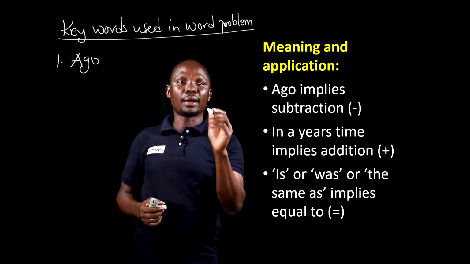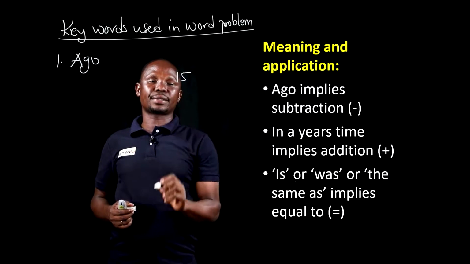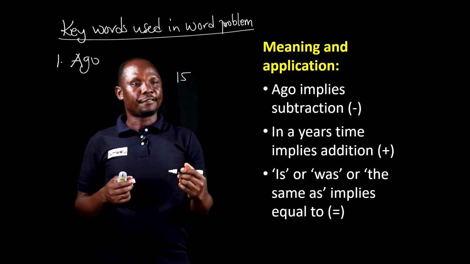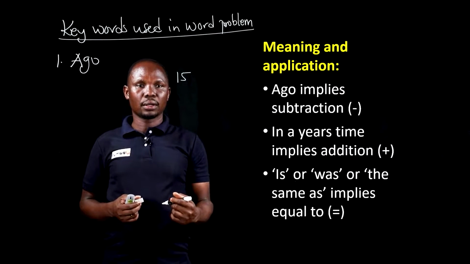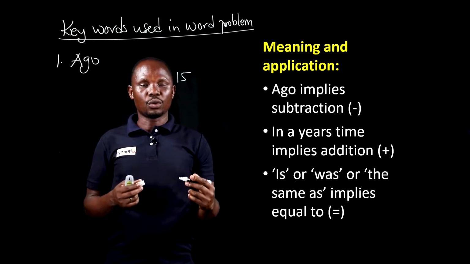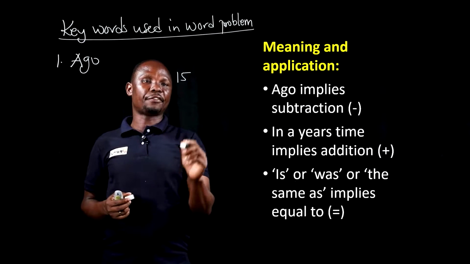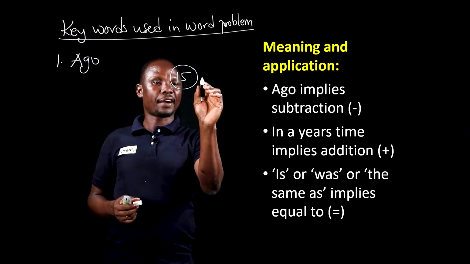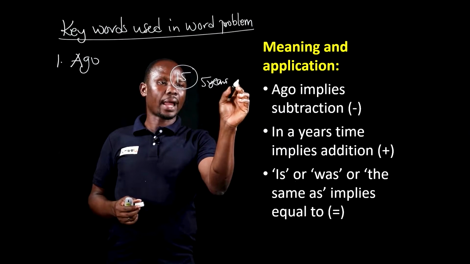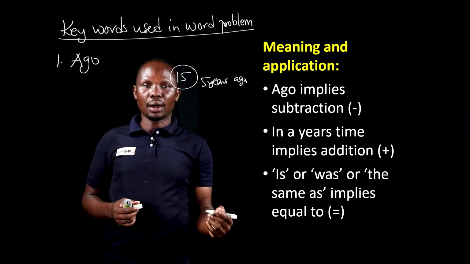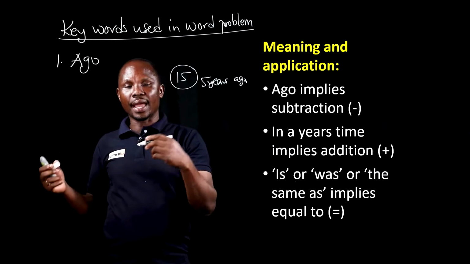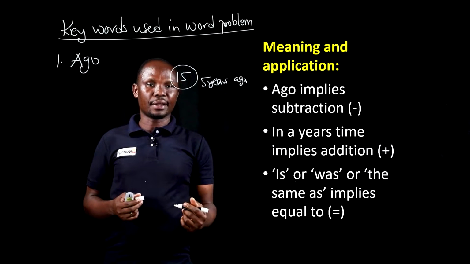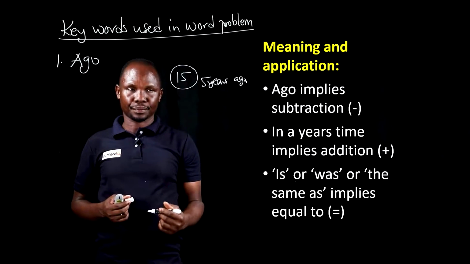For example, Amma is 15 years old now. 5 years ago, she was 10 years old. If Amma is 15 years old now, then 5 years ago, Amma was 10 years old. How did I arrive at the 10? I subtracted the 5 from the 15.